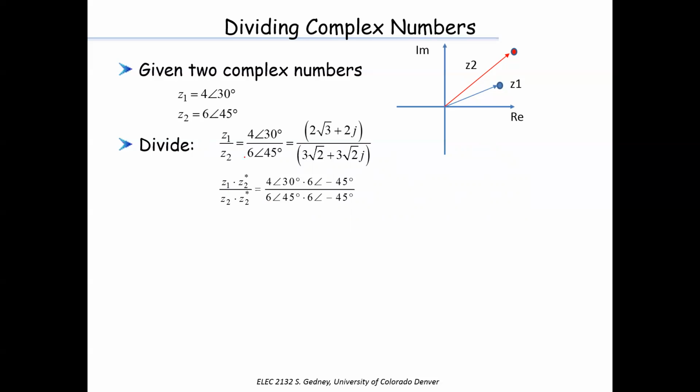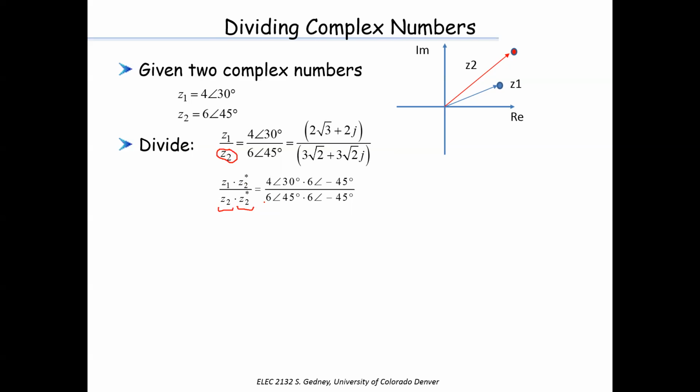What I could do is realize that I want to get rid of the complex number in the denominator, so why not multiply by its conjugate? If I multiply top and bottom by the conjugate, which is multiplying by 1, I'm guaranteed to have a real number in the denominator. Well, that's a whole lot easier to divide. So I multiply z1 times z2 conjugate over z2 times its conjugate, which is magnitude z2 squared.